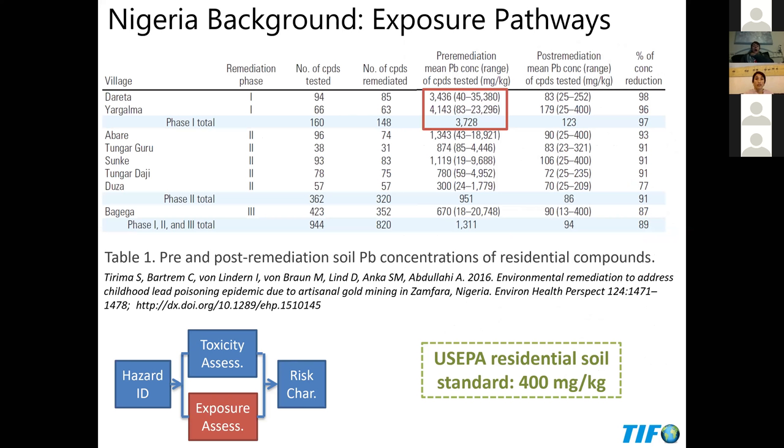So what we found in Zamfara in the first two villages, Dareta and Argama, was that average levels in the homes were between 20 and 35,000 milligrams per kilogram lead. Again, that's in comparison to the standard of 400 milligrams per kilogram. We often found maximum lead results exceeding 100,000. Those maximum results aren't in this table. But we could see very clearly that there were high levels of exposure to contaminated soils and dust.